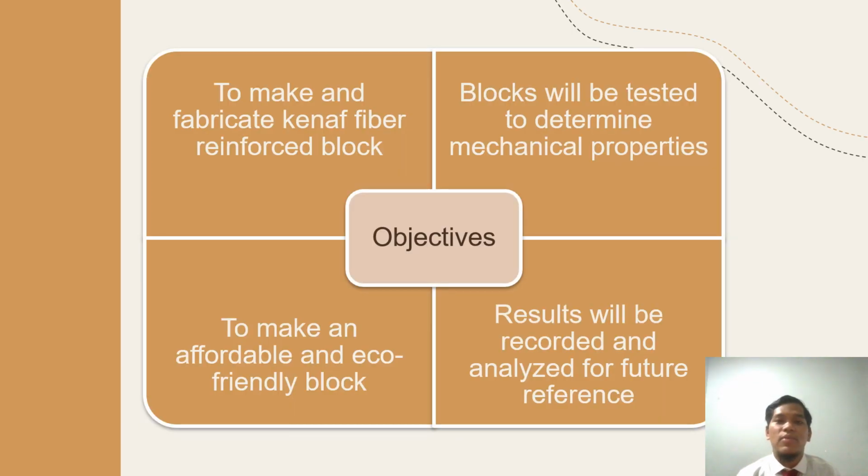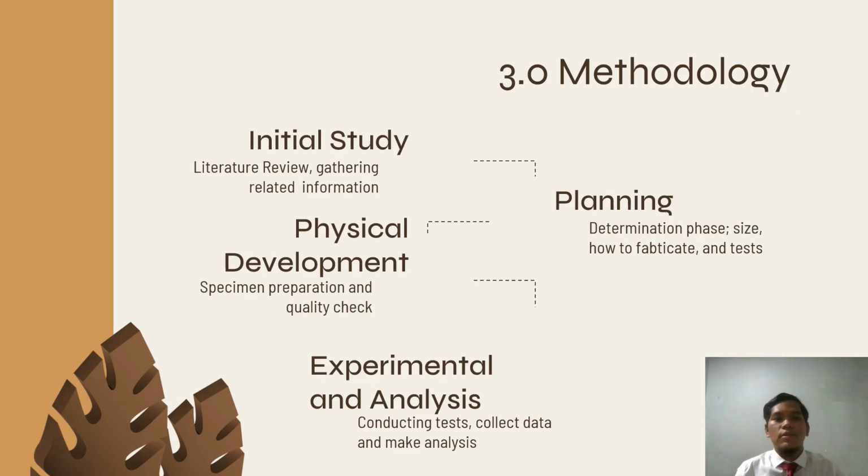So these are some of the objectives. Firstly, to make and fabricate KENAF fiber reinforced blocks. Secondly, the blocks will be tested to determine their mechanical properties. Thirdly, all the results will be recorded and analyzed for future reference. And lastly, to make an affordable and eco-friendly block. So let us move on to the methodology.